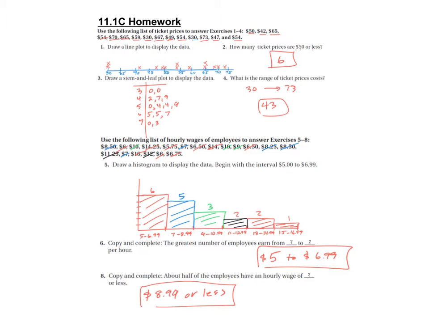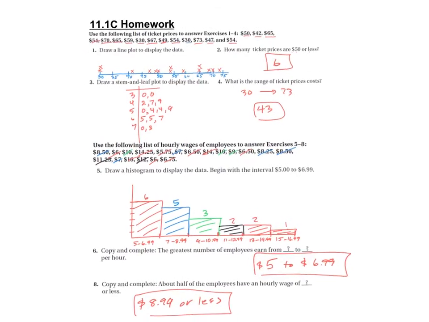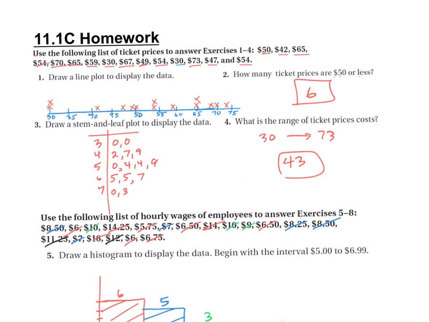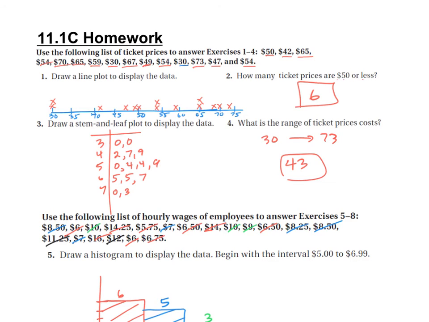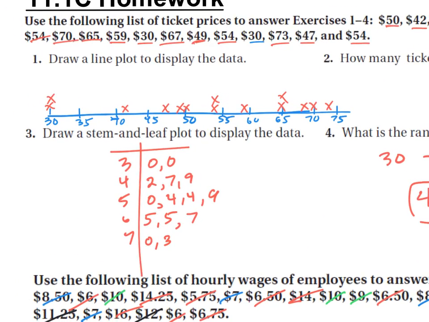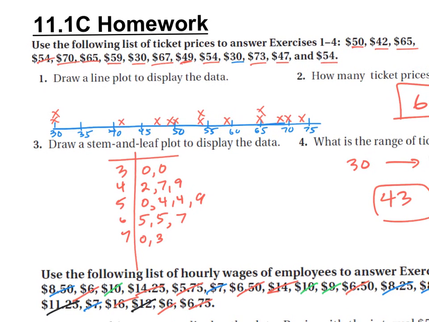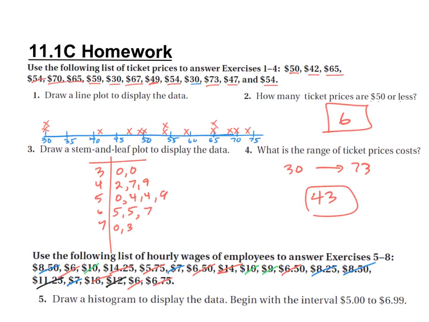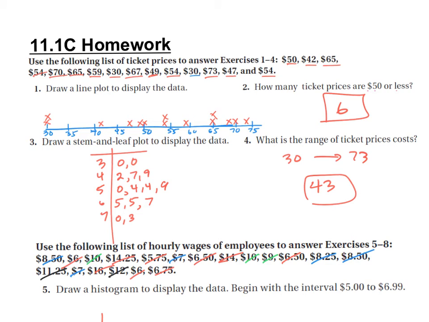All right, so let's talk about this worksheet and go through some of these questions. If you have any issues or anything, feel free to email your teacher or me. All right, so you've got a line plot to display the data. You've got all these ticket prices. Here's a line plot that shows you the frequency that each ticket price was obtained. You draw the tickets went from $30 all the way up to $73, and you mark X's indicating frequency. Then using that frequency table, you can answer these questions pretty easily.